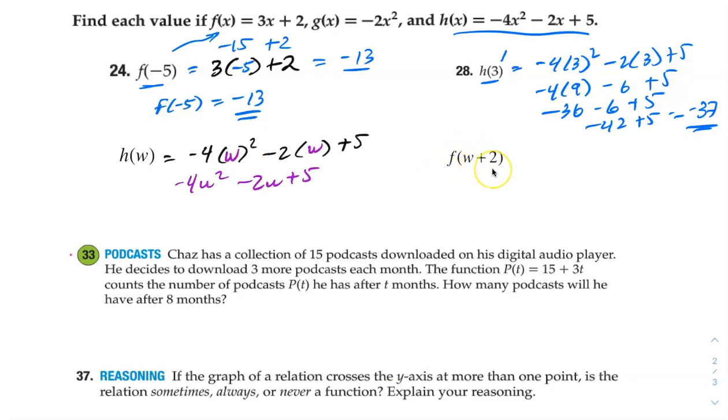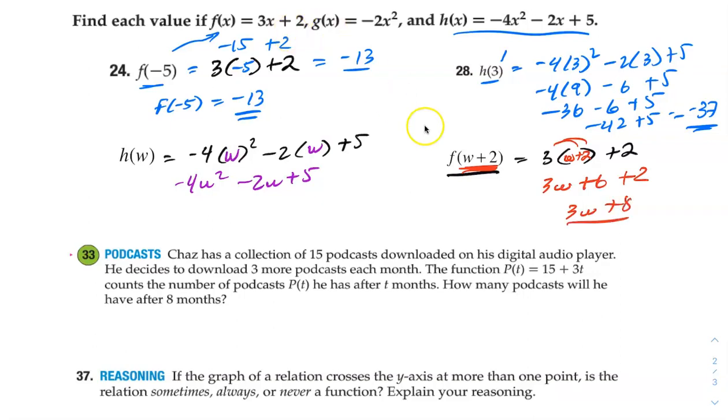We're going to do the same thing over here with f of w plus 2. So I like to write what f is. F is a function that does 3 times whatever plus 2, and the whatever in this case is w plus 2. So distribute, and you get 3w plus 6 plus 2, which is 3w plus 8.